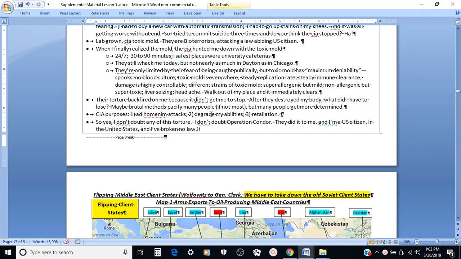Degrade my abilities. They do it for this reason. Sometimes they want to just mess me up so I can't think. They mess my body up so I can't ski. If I ski too well, they don't like it. Boom, they whack me. I'm out for the season. And then they just moderate it.